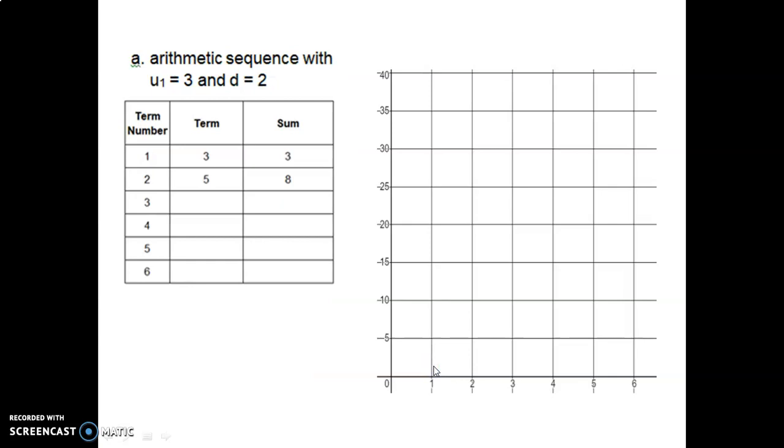Okay, we also did a little bit of investigation, and we looked at an arithmetic sequence with U1 of 3 and a common difference of 2. So you can see it went up by 2, up by 2, up by 2, up by 2. There's our simple arithmetic sequence. Finding the sum, after one term, the sum is 3. After two terms, those two add up to 8. After three terms, we have 15 as the sum of those. So here's all the sums.